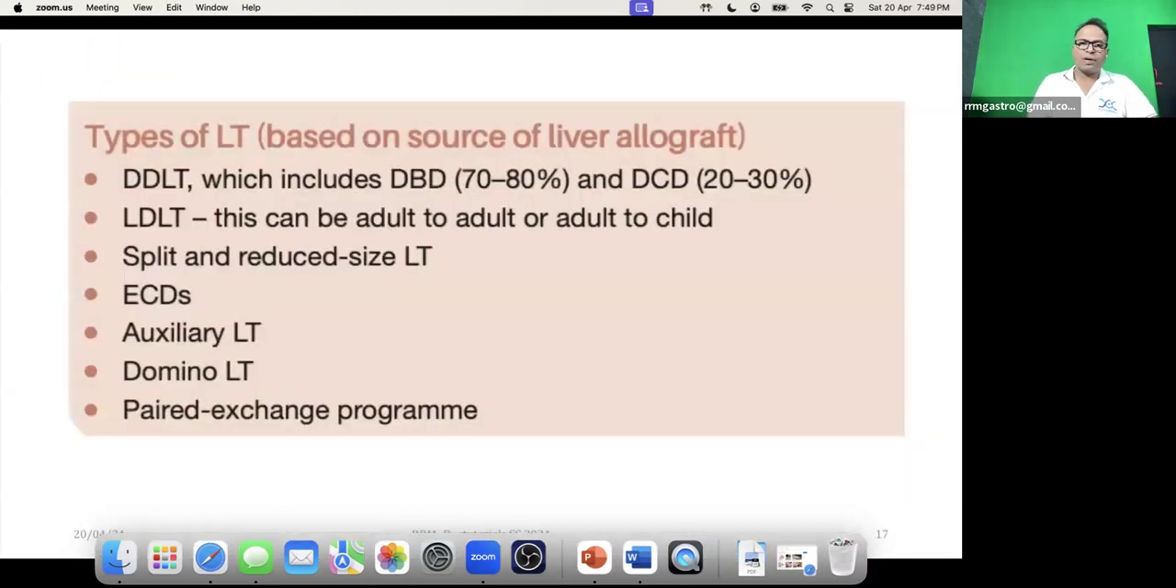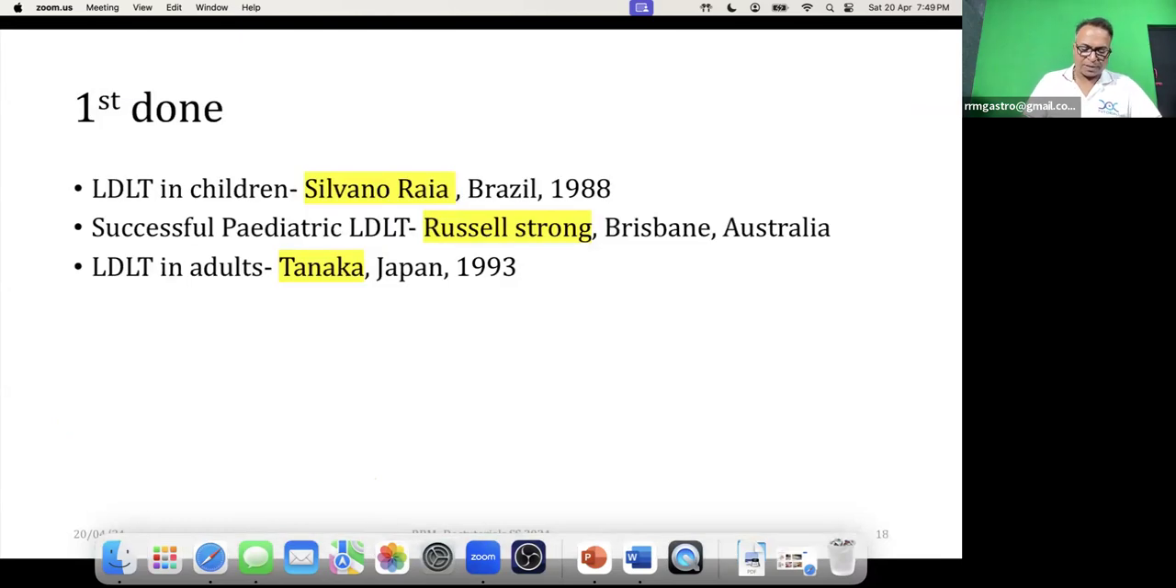So what are the types of liver transplant? We are going to discuss all these types of transplants one by one now. This main topic, this section, is going to discuss the various types of transplant.